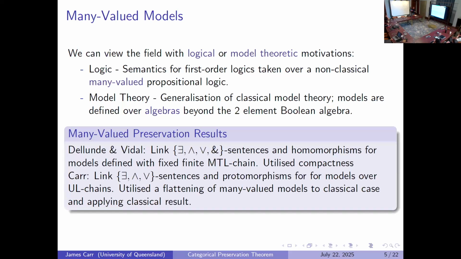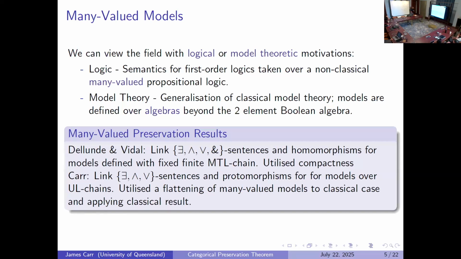Now, there is already some work on preservation results. Pilar and Amanda Vidal established a preservation theorem. This was for models defined over a fixed finite MTL chain, and in this context we have strong conjunction because it's a fuzzy logic. So there, the syntax fragment is the existential quantifier, both lattice connectives, and strong conjunction. They're linked to a notion of homomorphism for such models, and that was done by compactness.